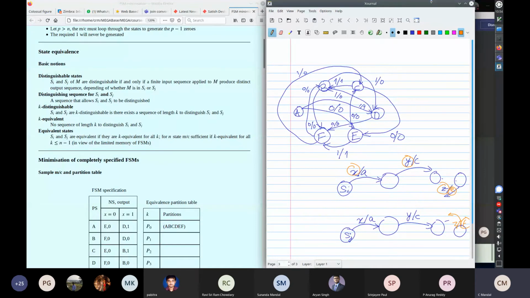And SI and SJ are equivalent if they are K equivalent for all K. Here, the question is, if your machine has n number of states, then can you put a bound on the value of k? So you will see that it is enough to consider sequences of length n minus 1. Suppose a machine has n states, and you cannot distinguish the states with sequences of length up to n minus 1, then really you cannot distinguish them at all.